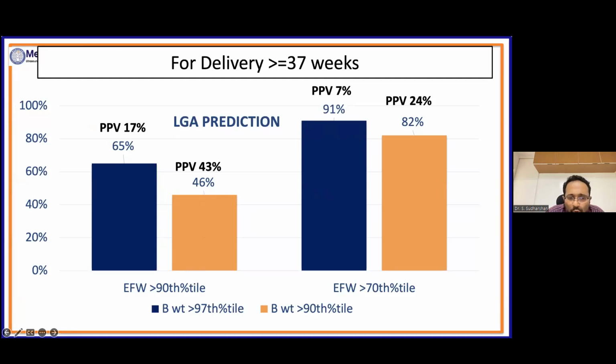Second, when you look at the ultrasound tool, an EFW of more than 98 centile helps give you a prediction of around 65%, while if you use a lesser cutoff, you can get a subgroup of babies with LGA much larger, but that is associated with a high false positive rate. So we stick to an EFW of 98 centile. We still see that the prediction of LGA is only around 65%.